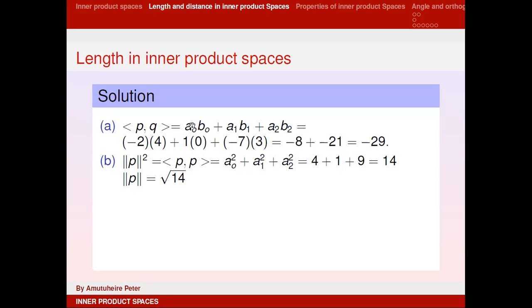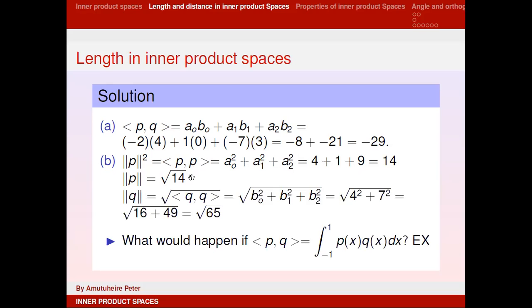The coefficients of P and P mean it will be a naught squared, a1 squared, and so on. So this is -2 squared, which is 4, 1 squared, which is 1, 3 squared, which is 9. So when I add, I get 14. But if I want the length of P, then I need to take the square root of both sides. So the length, or the norm, of P is the square root of 14. Likewise, the norm of Q can be gotten similarly, and it will be the square root of 65.